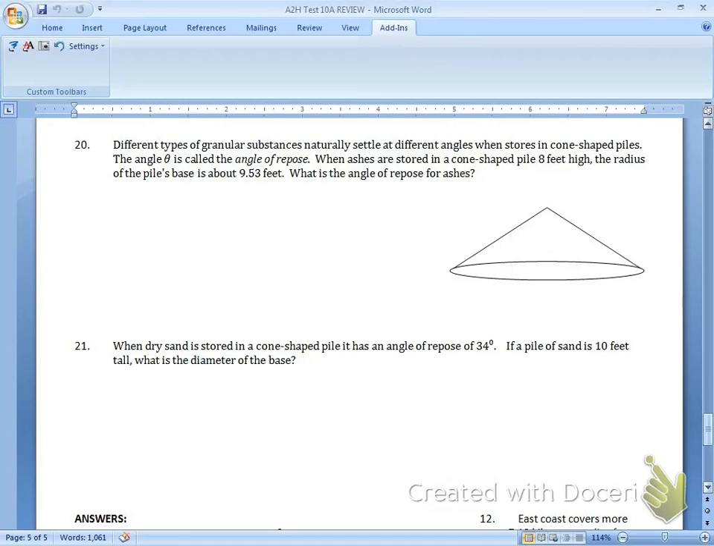Different types of granular substances naturally settle at different angles when stored in cone-shaped piles. The angle theta is called the angle of repose. When ashes are stored in a cone-shaped pile 8 feet high, in here I changed it from the sheet you have. I told you in class, but I changed it on here. The radius of the pile's base, I couldn't read last night when I was doing this. The radius of the pile's base is about 9.53 feet. So that means right here is 9.53. It is 8 feet high. We want to find out what is the angle of repose for ashes.